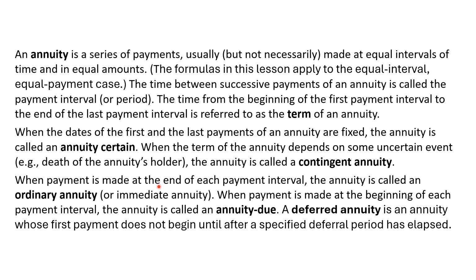When payment is made at the end of each payment interval, the annuity is called an ordinary annuity or immediate annuity. When payment is made at the beginning of each payment interval, the annuity is called an annuity due. A deferred annuity is an annuity whose first payment does not begin until after a specified deferral period has elapsed.